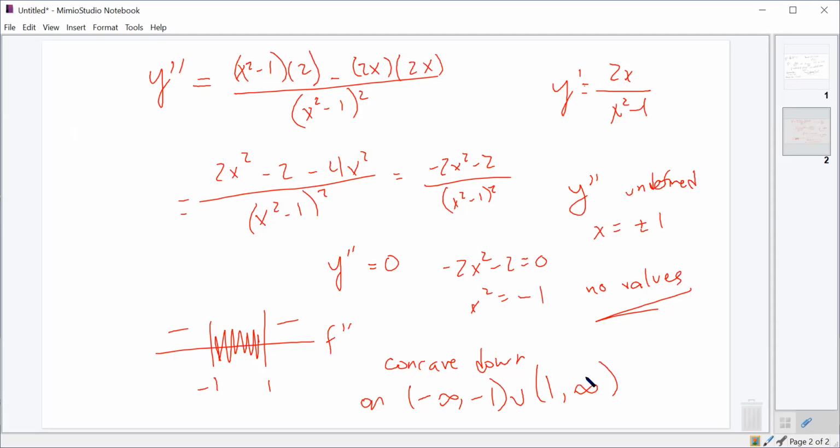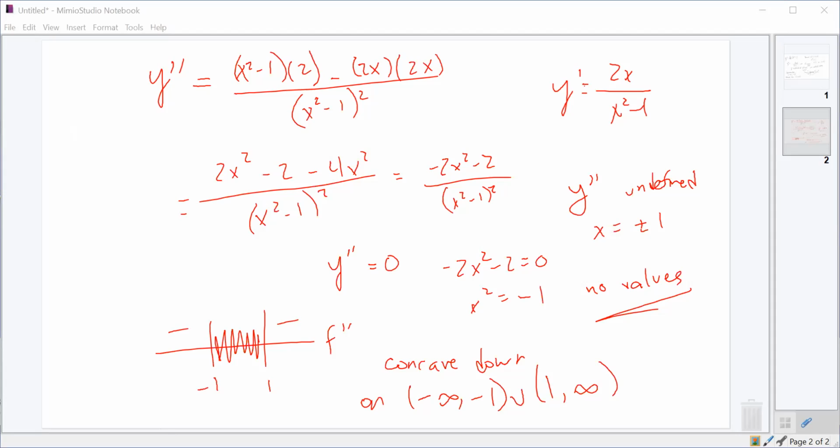Good or not? Good. Cool. And so this one wouldn't be super easy to just graph. You'd have to plug in some points just based on the nature of this function, which is why I didn't ask you to graph this one.